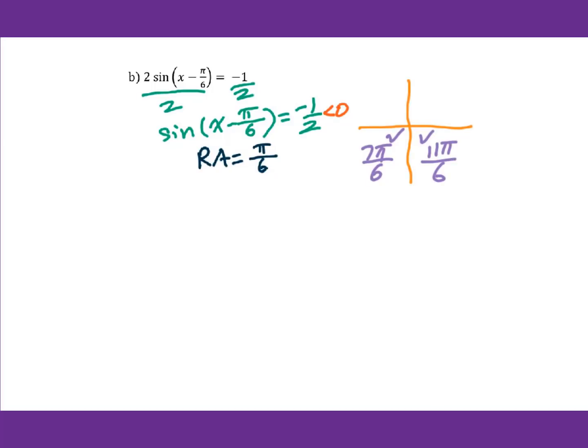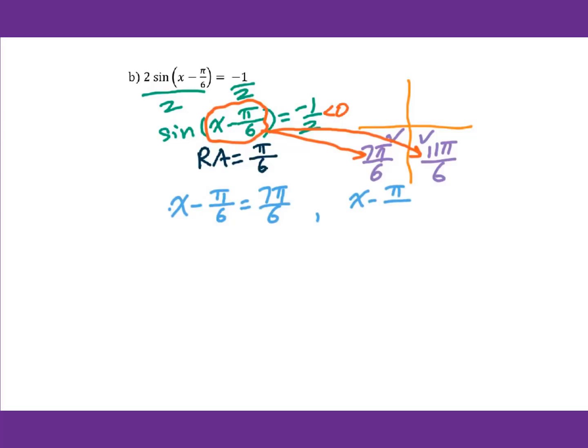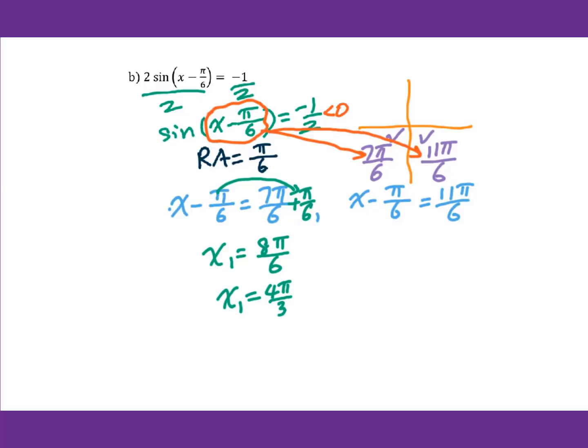So we know that this angle equals these two. I will set up x minus pi over 6 equals 7 pi over 6, and x minus pi over 6 equals 11 pi over 6. Therefore, I add pi over 6. You will get x1 equals 8 pi over 6. That will be 4 pi over 3. That's your x1. For x2, still I need to add pi over 6. You got x equals 12 pi over 6, x2 equals 2 pi.